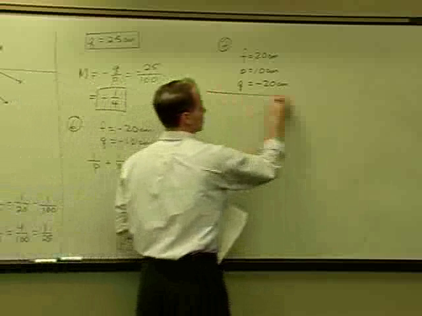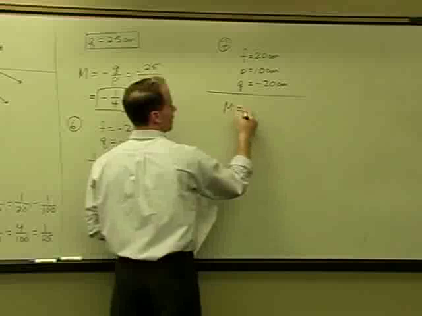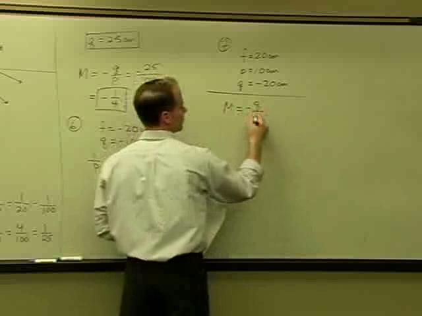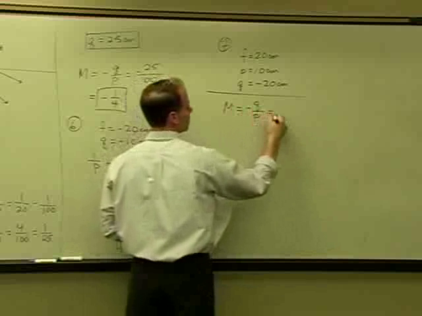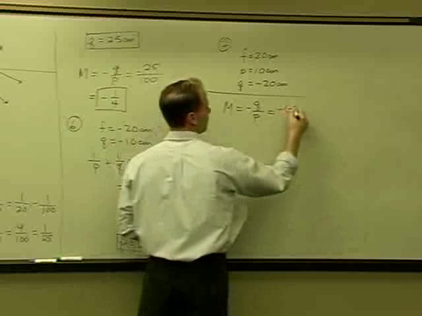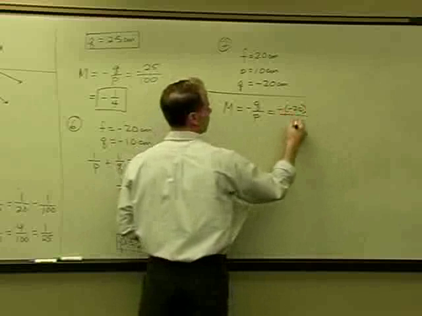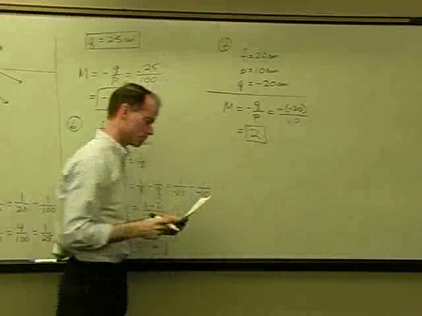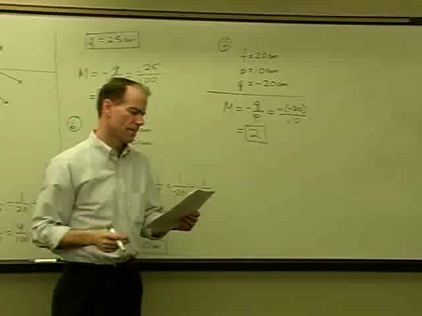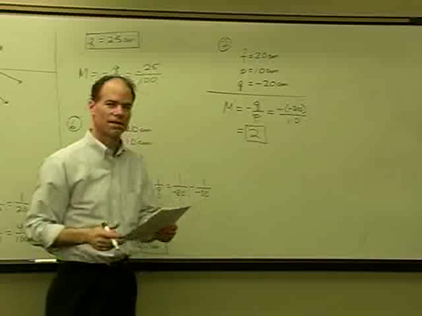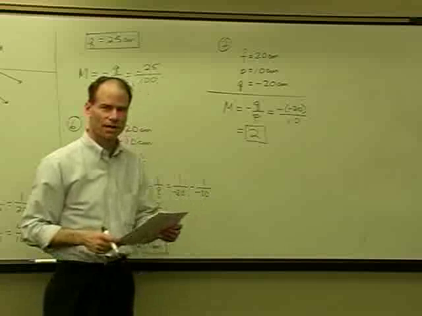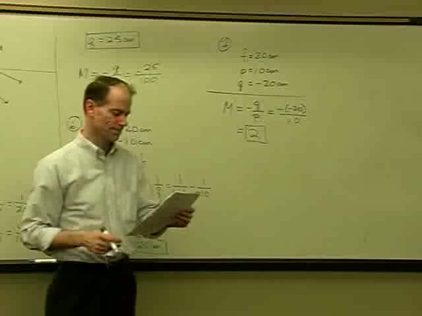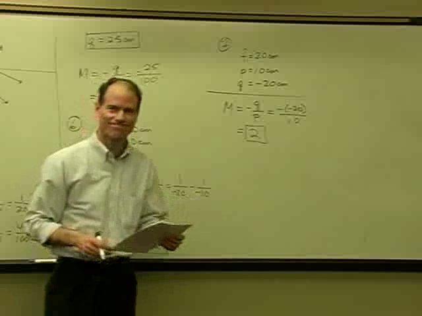By definition, the magnification is a negative image distance over object distance. So this would be a negative negative 20 over 20, which would be 1. And that's it. Answer B. The focal length would be extraneous information for this problem.